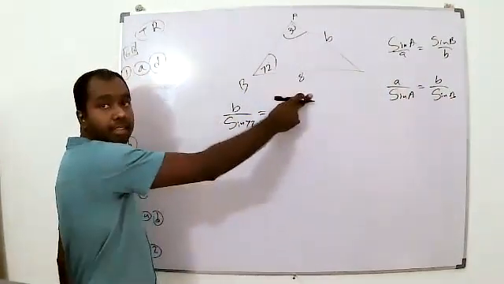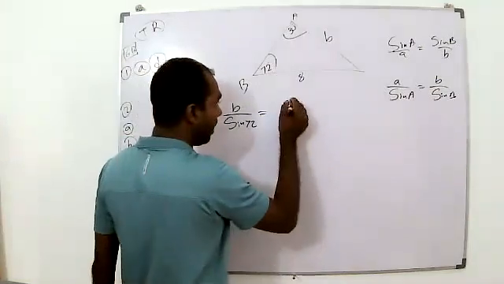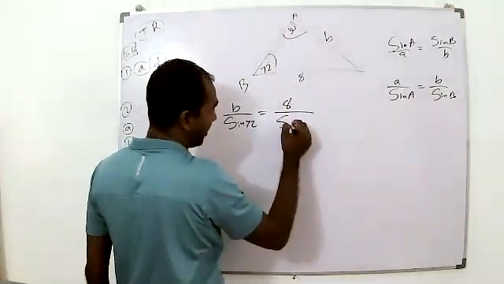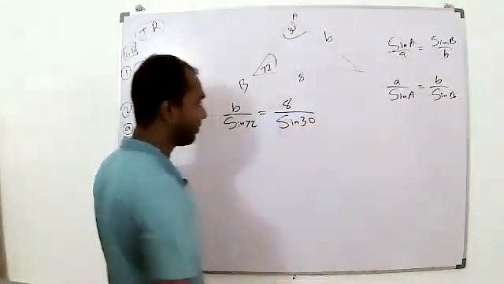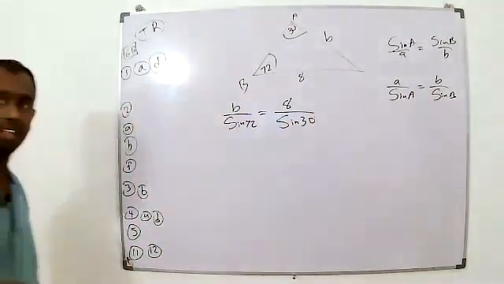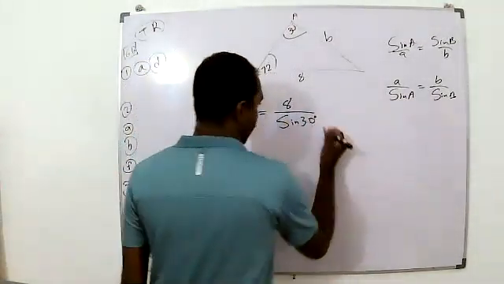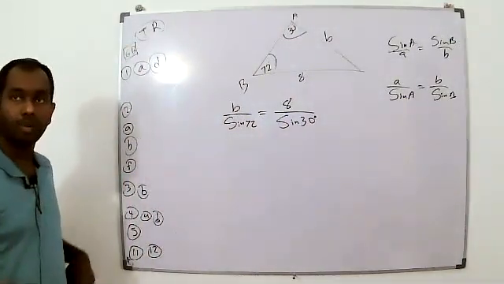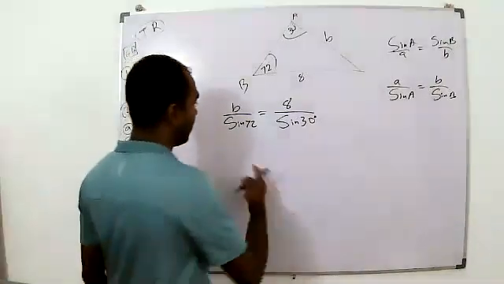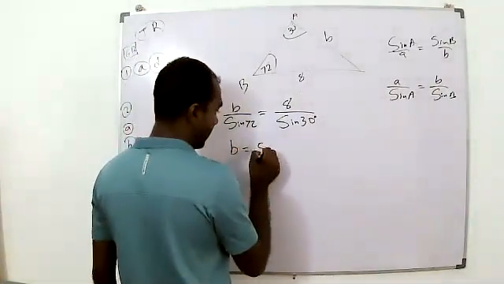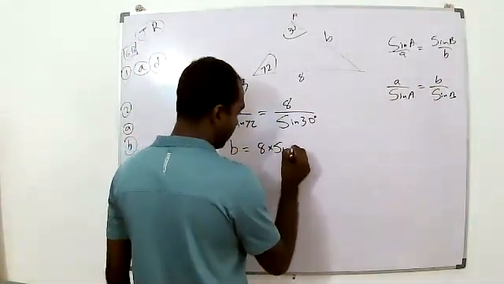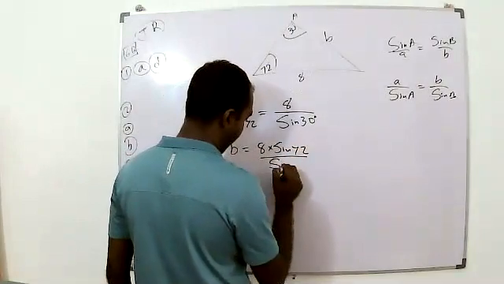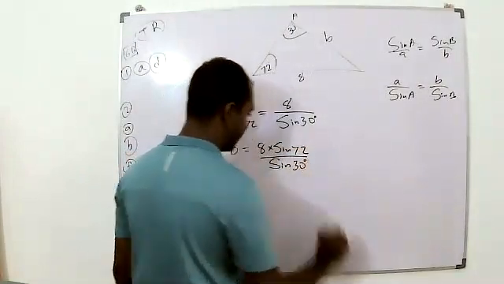The length a is 8. 8 divided by sine 30. So b should be equal to how much? 8 times sine 72 divided by sine 30.